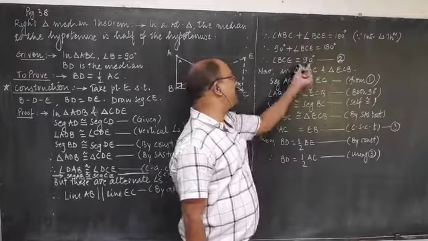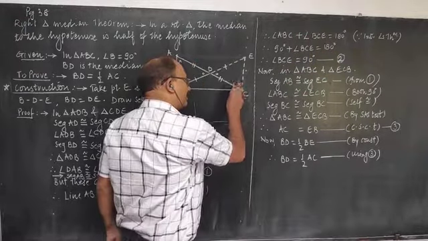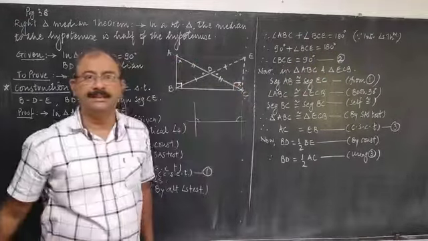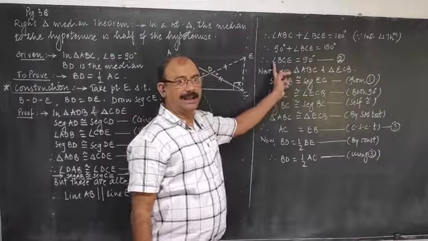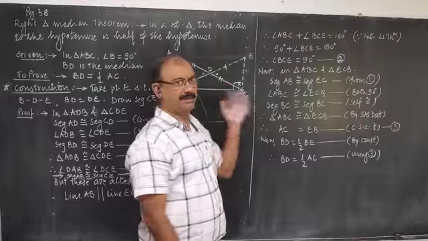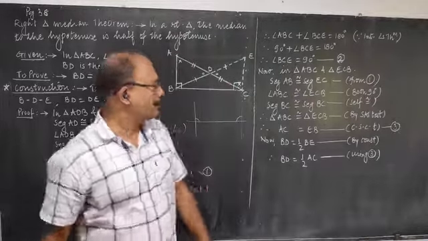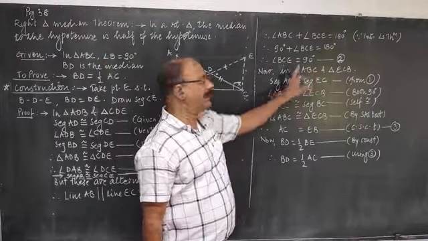180 minus 90 is 90. So what you get is that the measure of angle ECB is also 90 degrees. Either you write BCE or ECB, it is one and the same thing. So the measure of this angle is 90 degrees.